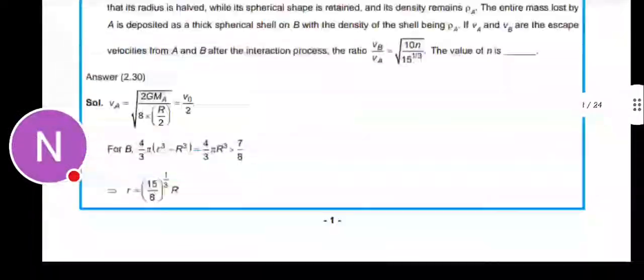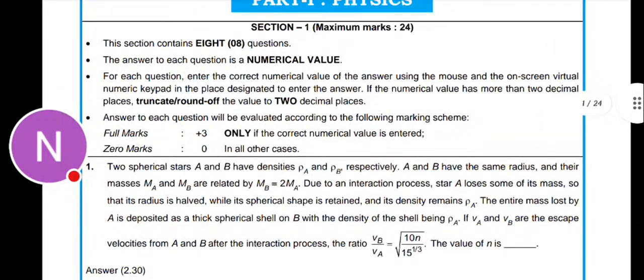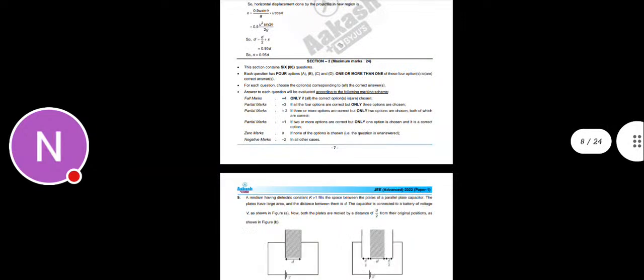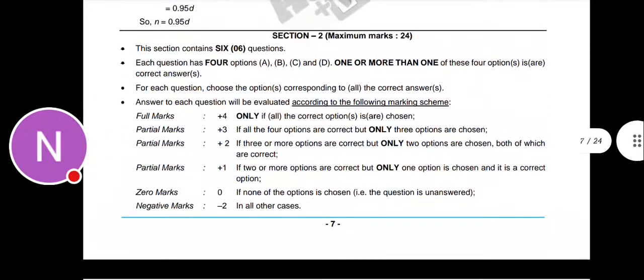It had 8 questions, and we have answered all 8 questions. So part A is done, all the answers we have done. Now we have to go to part B. Section B, the maximum marks is 24.